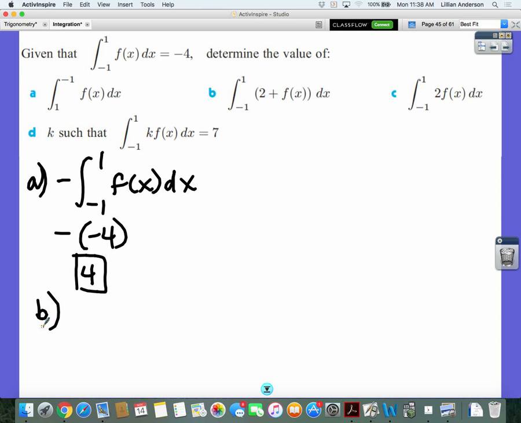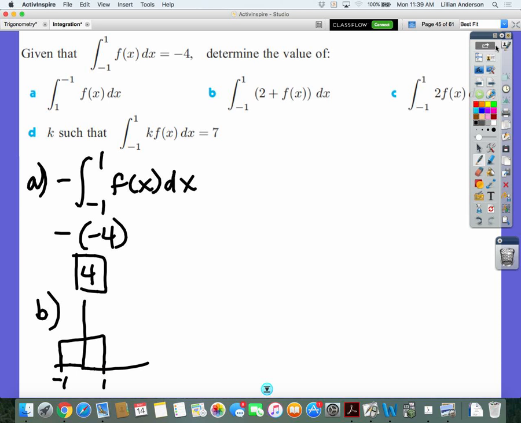Now for B, it's 2 plus that, okay? Now if you think about it, you have your function plus 2. You think back to the very first unit, whenever you have a plus 2 being added to your original function, it shifts it up. So technically, from negative 1 to 1, you basically have this function here. But when you have a plus 2, that's basically taking that function and moving it up 2 units. Okay?